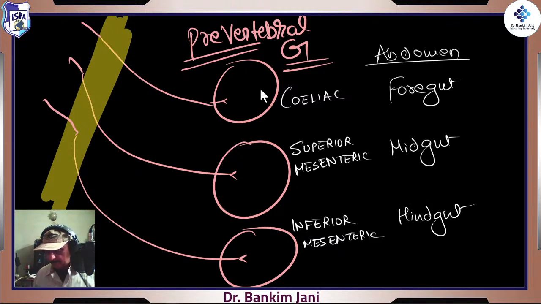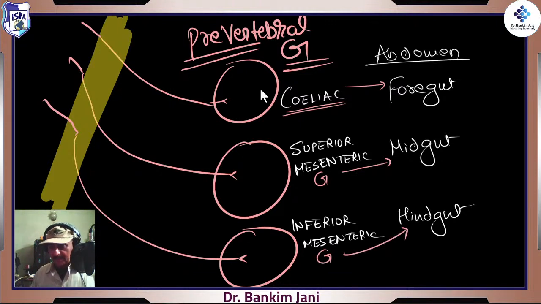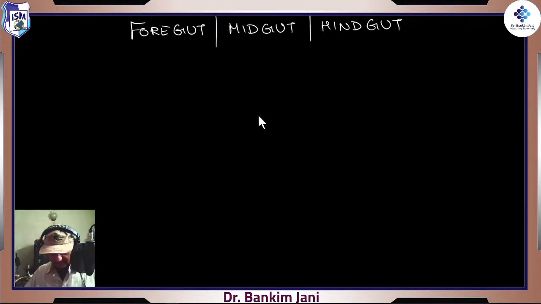So the thing is that the celiac group of prevertebral ganglia supplies the foregut. Superior mesenteric ganglia supplies the midgut. Inferior mesenteric ganglia supplies the hindgut. And what about the blood supply? Same. It is the celiac artery which supplies the foregut. Superior mesenteric artery supplies the midgut, and inferior mesenteric artery supplies the hindgut. But then how do we divide? So simple, let's draw it here.